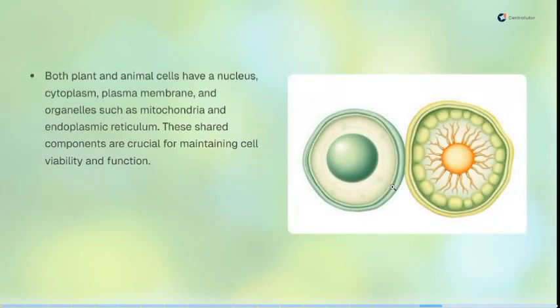Both plant and animal cells have a nucleus, so both of them are eukaryotic cells, and they also have cytoplasm, plasma membranes, and organelles such as mitochondria and endoplasmic reticulum. These shared components are crucial for maintaining cell viability and functioning. The basic organelles within these cells are similar, like the nucleus, cytoplasm, plasma membrane, mitochondria, and endoplasmic reticulum. These are common between both plant cells and animal cells. So let's see some of the differences between both of them.